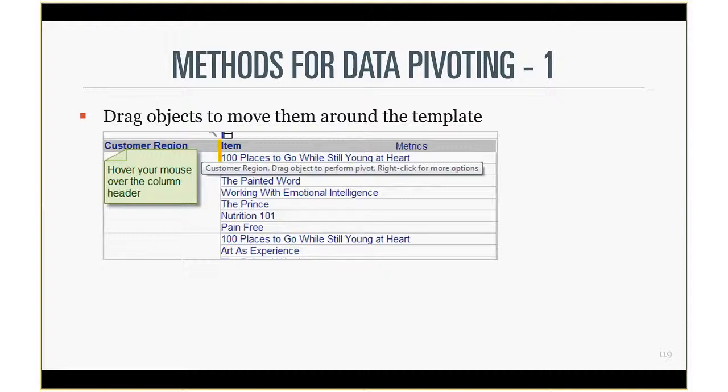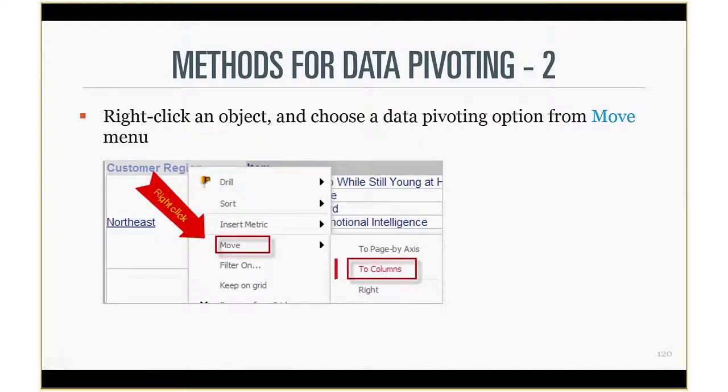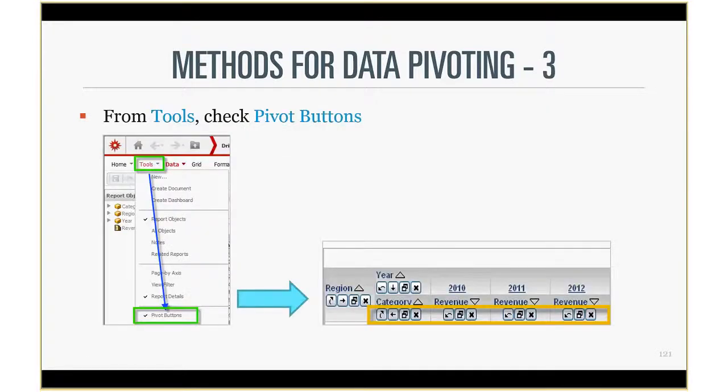So similarly for data pivoting, let's say that over here you want to drag this customer region. You can just move them around. You can hover your mouse, and it shows you the position where you want to move it. Other option is you right click on that specific attribute, click on move, and not the page by axis, but you have to select columns because you want to pivot it. It's in rows now, you want to move it to columns. Other option is you select tools, and once you select tools, you can click on pivot buttons.